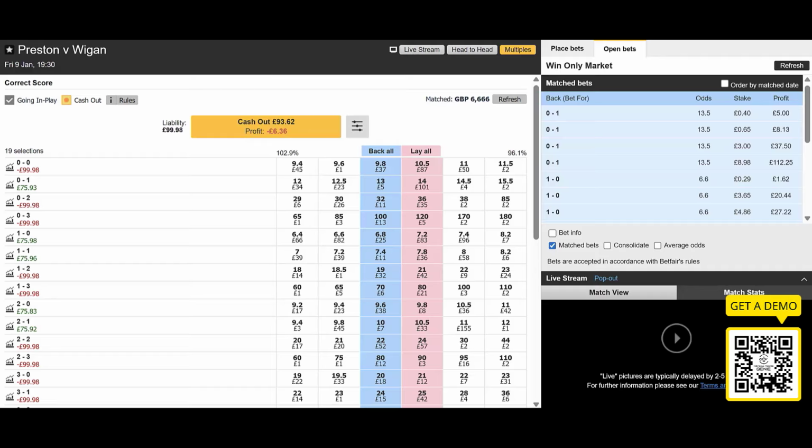So anyway, we've got all set up on the correct score market. As you can see here, we're dutching these scores, and obviously we'll trade in play. Let's see what happens. Preston against Wigan, just about to kick off.